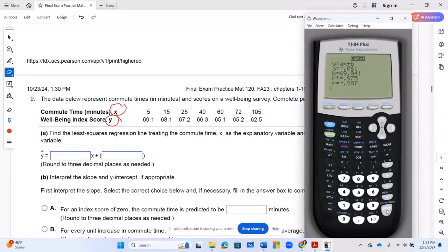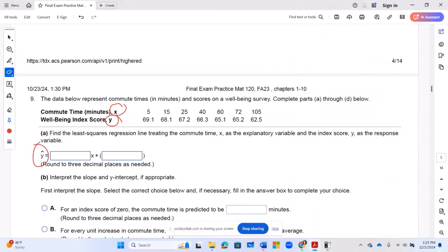So that equation says that y equals, remember that this is predicted. This is the predicted equation. And the predicted equation says that negative 0.061 x, and then the y-intercept says 69.041. Okay. Now interpret the slope.